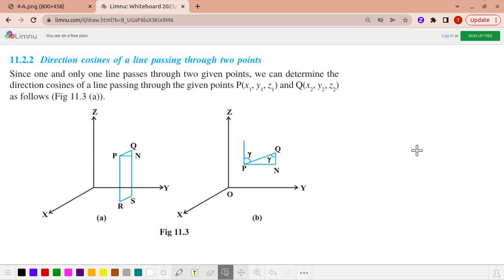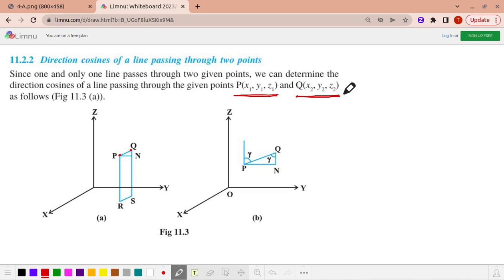So, direction cosines of a line passing through 2 points. Let us consider 2 points, one point is point P and the other point is point Q. Point P has the coordinates x1, y1, z1, and point Q has the coordinates x2, y2, z2. Clear? Not a big deal.